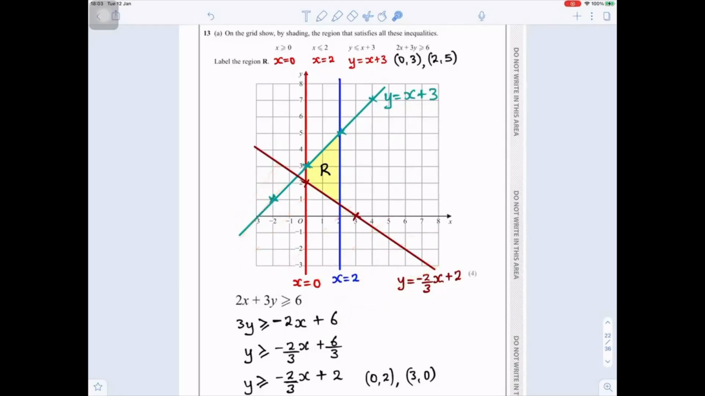So when you do that, what will be left is this yellow part in the middle. That yellow part, the region, is called R, and that's the part which they want us to label after we have shaded them. So shade the parts you don't want, and what is left unshaded is the region.